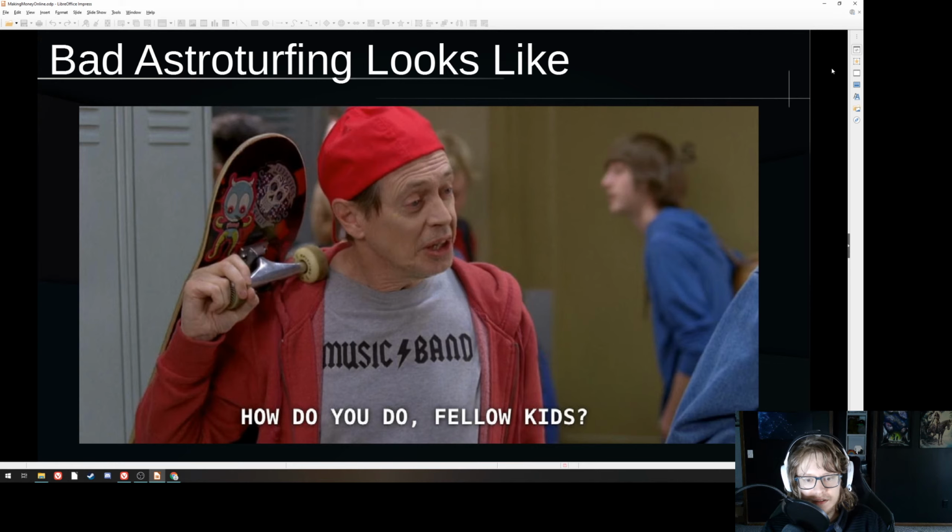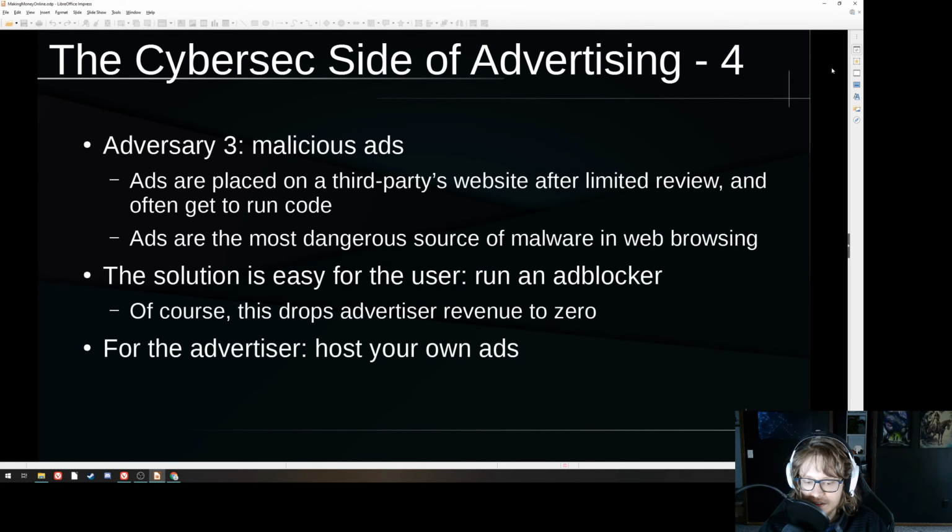Alright, you've got bad astroturfing, which looks a lot like this: "How do you do, fellow kids?" And then you've got your good astroturfing, which is near invisible. But my rule of thumb is if a product is mentioned, I'm suspicious. It's probably viral marketing. So anytime a product gets mentioned, I am suspicious right away.